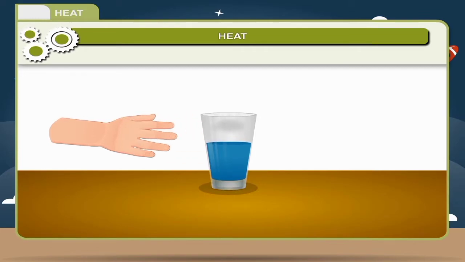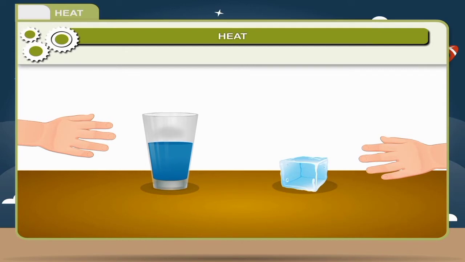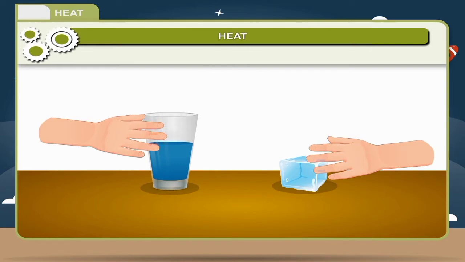What happens when you suddenly touch a glass of hot water and an ice cube? You feel the sensation of hotness or coldness. This happens because there is a transfer of energy in both the cases. Thus, heat is a form of energy which makes any object hot or cold. Energy is transferred from one body to another because of the temperature difference between the two bodies. The energy transfer from one body to another due to the difference in the temperature is called heat energy.